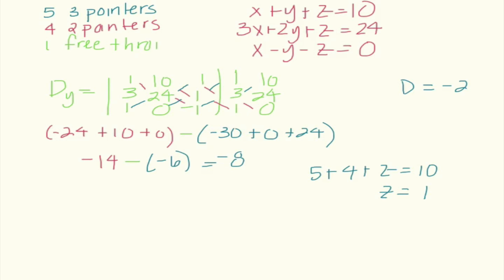Now, let's double check and see if this makes sense. So, this is telling me that all those added together is 10, which is true. Okay, next one. 5 times 3 is 15, plus 4 times 2 is 8, which is 23, plus 1 is 24, so that works. Next one, 5 minus 4 minus 1 is 0. So I know that that does indeed work.